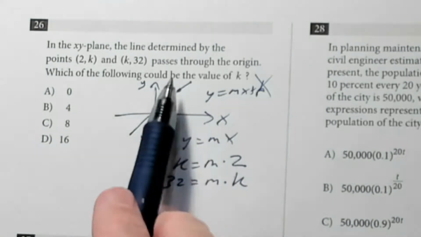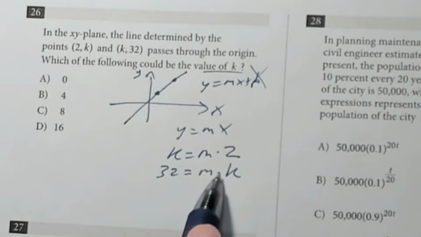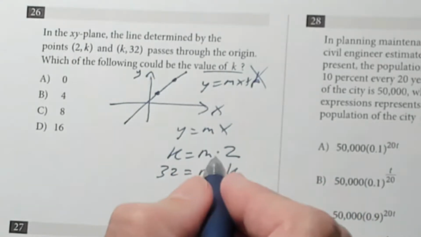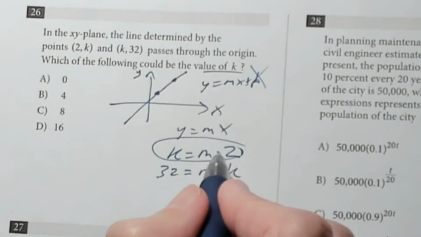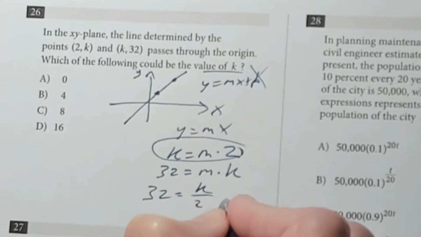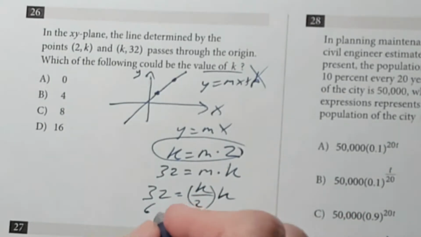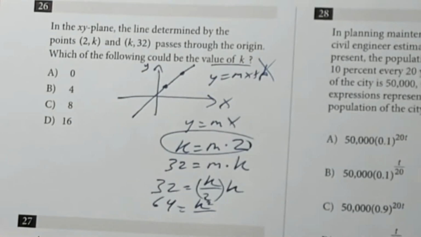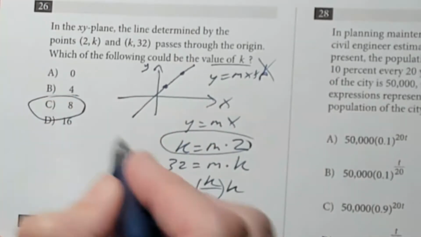Now, when you solve this, they're trying to solve for the value of k. So let's make the m's equal to each other. What is this m here? m equals k over 2. So 32 equals k over 2 times k. So 64 equals k squared, and that's it, right? So k equals 8. Letter C.